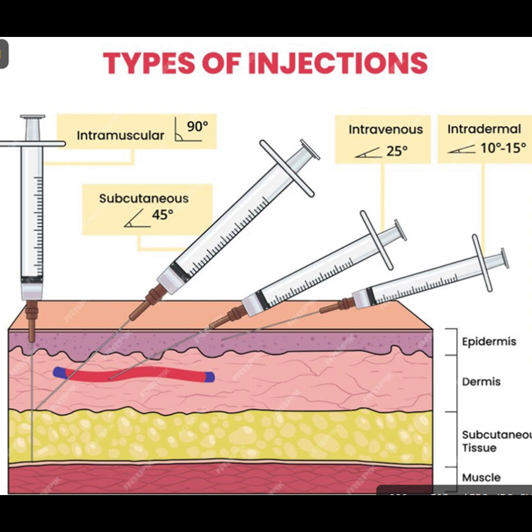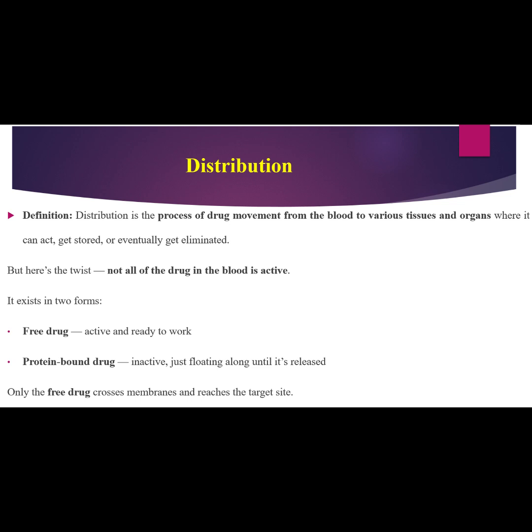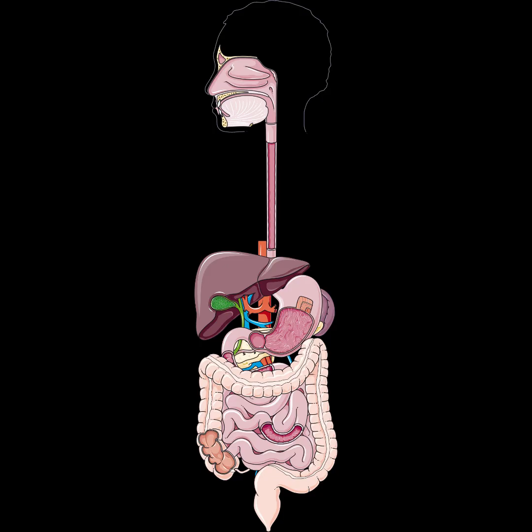Alright, so the drug has been absorbed and it enters the bloodstream. What now? Next comes distribution. Distribution is how a drug travels through the body and reaches the target tissue where it can work. The definition of distribution is the process of reversible transfer of a drug from the blood to various tissues and organs of the body. Think of the bloodstream like a delivery van. Once the drug is inside, it gets delivered to different neighborhoods like the brain, liver, muscle and fat.